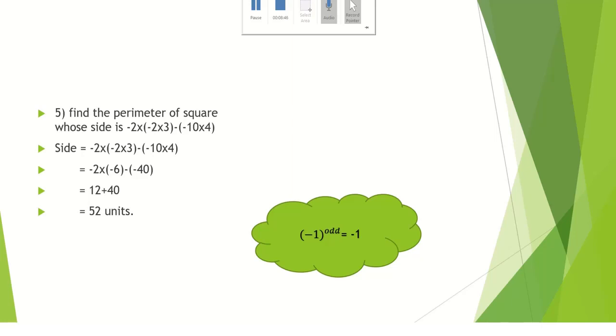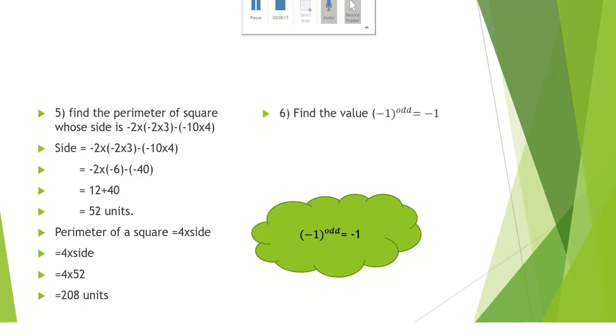The next one is the perimeter. Perimeter of a square is nothing but 4 into side. So 4 times 52 is equal to 208 units. Did you observe one thing here? Whenever you take the area of a square or the perimeter of a square, you will always get positive values.